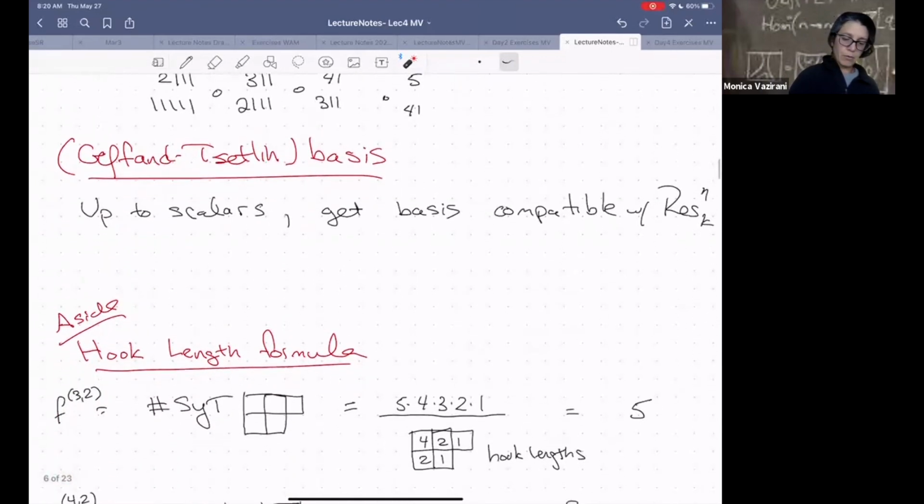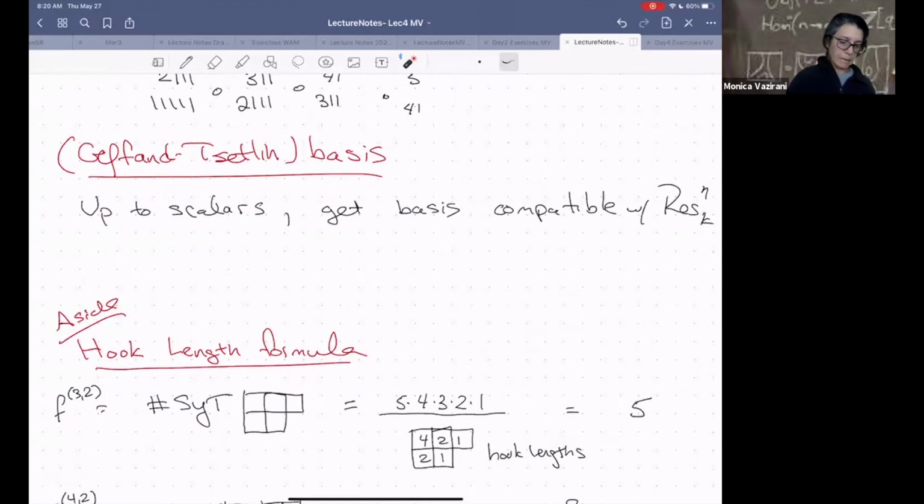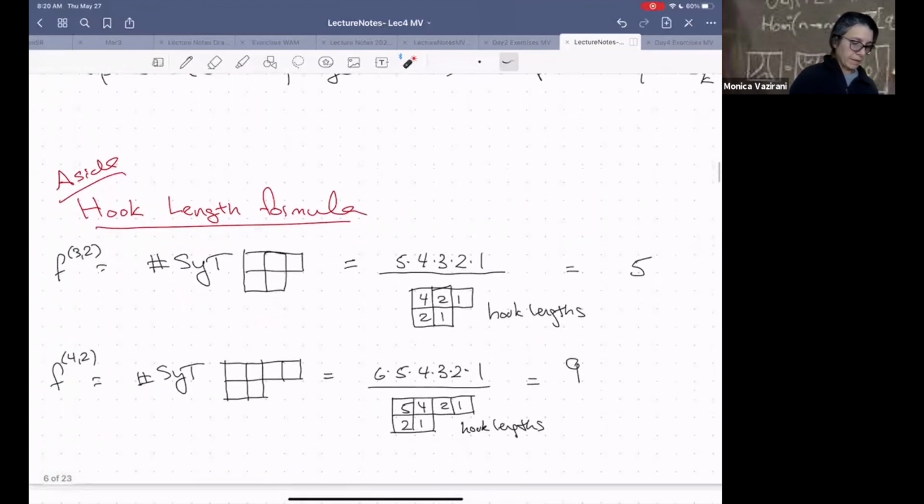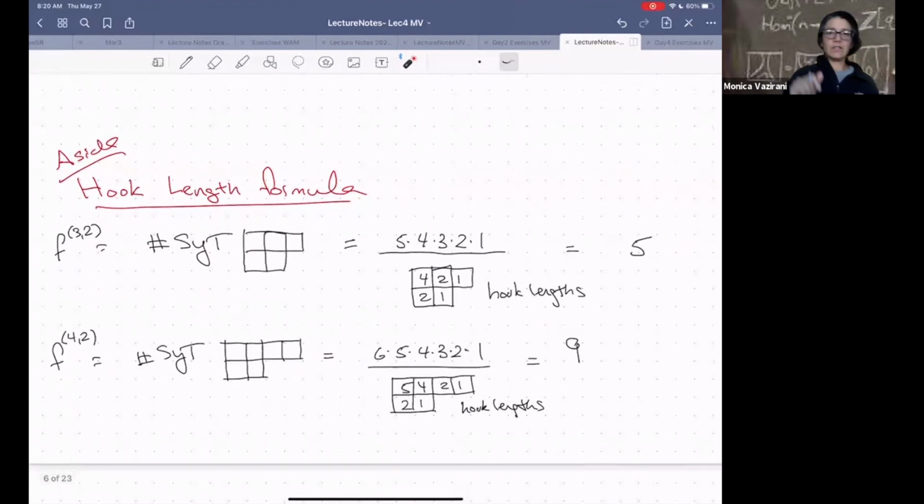Oh, sorry. Before I do that, I'm not going to spend that much time on this, but it's really worth mentioning, because it's good to learn some cool math, and this is just really cool, even though I'm not going to prove it. It's this number 5, this number of paths we had to count. Or for instance, if I went to the partition 4, 2, there would be 9. If it's a really big partition, that's a lot of paths to count, or a lot of standard Young tableaux to count. It's really easy to miss one. Isn't there some nice formula that would just tell me the dimension?